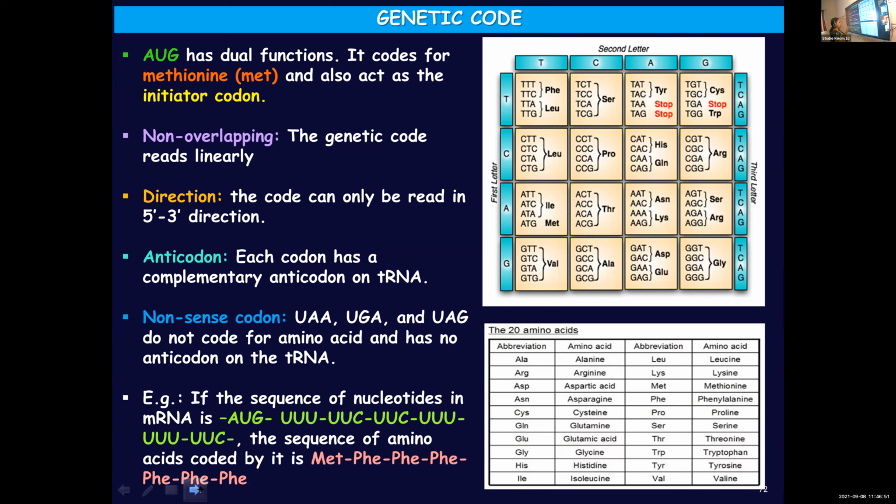And UUC again phenylalanine. UUU also codes for phenylalanine. So methionine, phenylalanine, phenylalanine, phenylalanine. So many phenylalanines because several codons code for phenylalanine. Both UUU and UUC code for phenylalanine. This is how it is getting decoded, and depending upon the sequence of amino acids, the proteins will be formed.